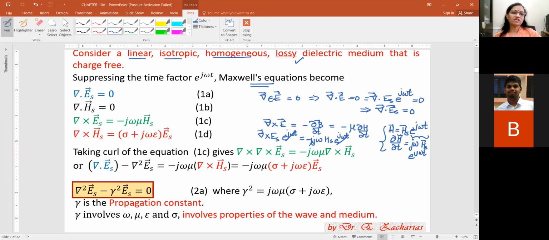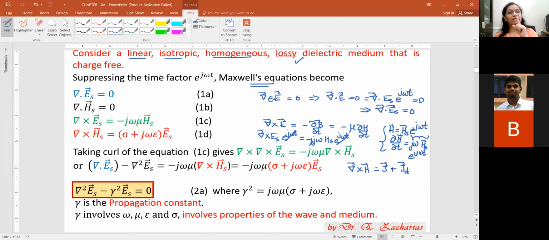Now similarly, go to the next equation. What will be the next equation? Del cross Hs is equal to, if you remember, that comes from the equation del cross H equal to J plus J D. Same logic. J is equal to sigma E. E you will write as Es into e to the power of j omega t. So e to the power of j omega t will get cancelled out from both sides. And whenever you are doing a differentiation with respect to time, you will have one j omega.